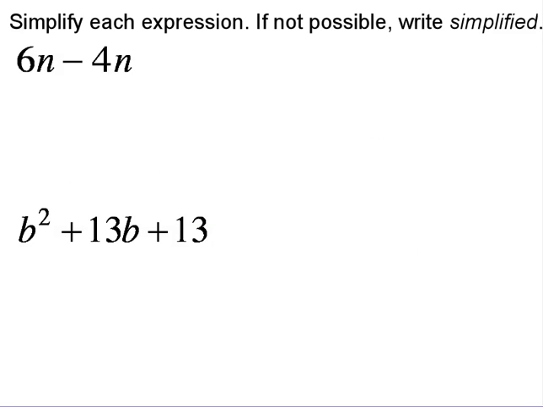Okay, it says simplify each expression. If not possible, write simplified. So simplified means we're looking to add like terms. So things that are the same. So I have 6n minus 4n. What will that equal? 2n. Good. That is because the n's are like terms. b squared plus 13b plus 13. What does that equal?